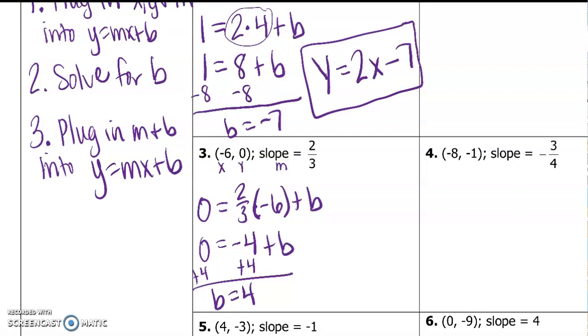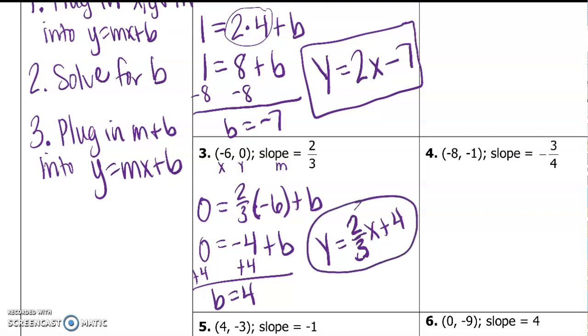Again, you're not done. Your final answer needs to be y equals 2/3 x plus 4. If you ever wanted to check to see if you were right, you would graph this equation on your line and make sure that it really does go through the ordered pair -6, 0.